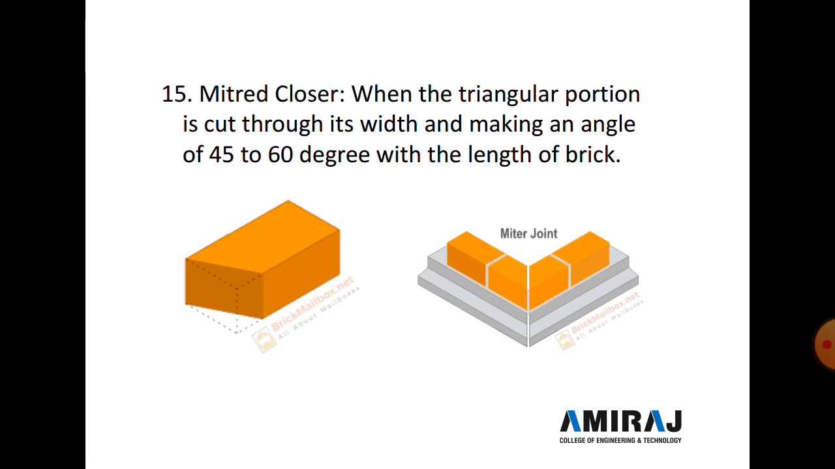Next is a mitred closure. When the triangular portion is cut through its width, making an angle of 45 to 60 degrees with the length of the brick, it is called a mitred closure. Generally a mitred closure is used at the corner of the wall. Clear? So here at the corner of the wall a mitred closure is required and the angle is 45 to 60 degrees. We cut the brick from the corner of the header at 45 to 60 degrees.